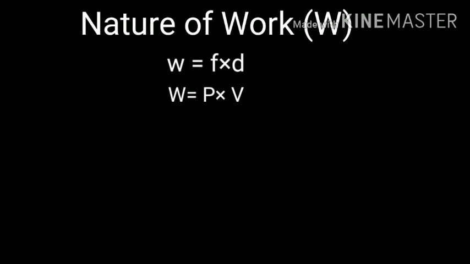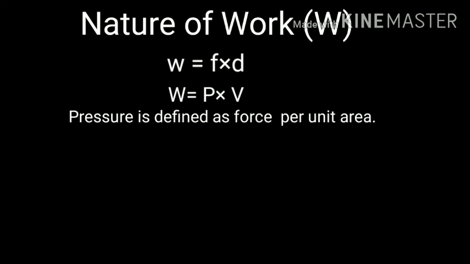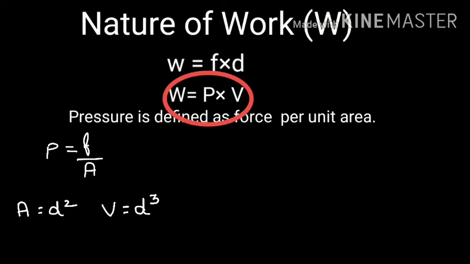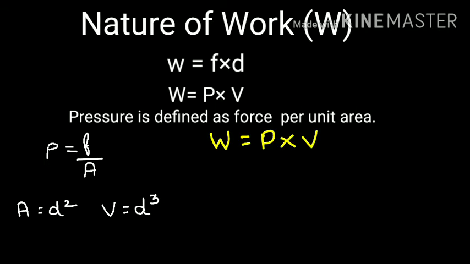Pressure is defined as force per unit area. So you can write P is equal to F by A, that is force upon area. If D is the distance, then you will substitute D square in place of A, and volume will be D cube, that is D raised to 3. Let us now substitute these values in the above equation, that is W is equal to P into V. So again we will write down the equation, W is equal to P into V.